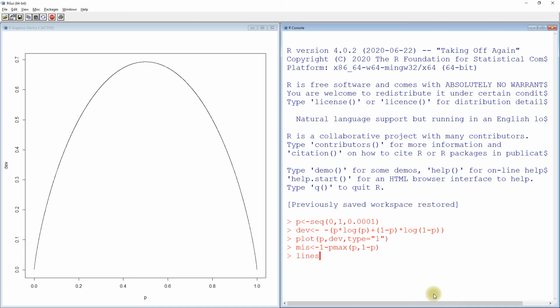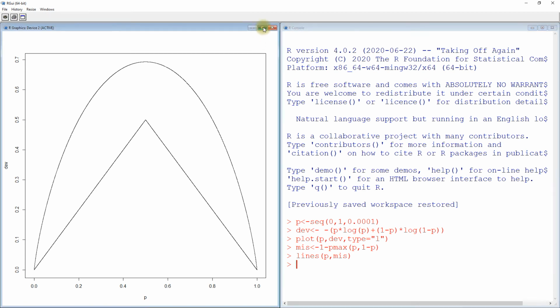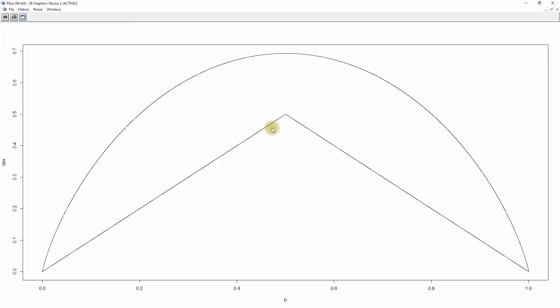Let's plot this through lines. Misclassification, just to differentiate them, I'm going to use a different line width. Or we can leave it as the same line width, doesn't matter, because it's going to be relatively easy to differentiate this one. Okay, let's do lines of p miss. Here we go. You see that the maximum is going to be 0.5.